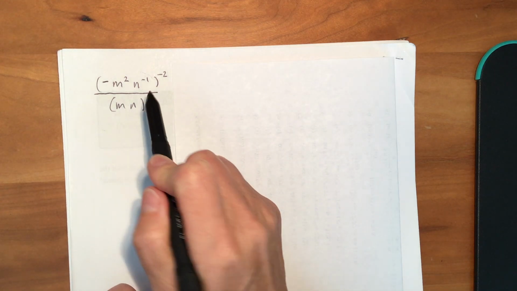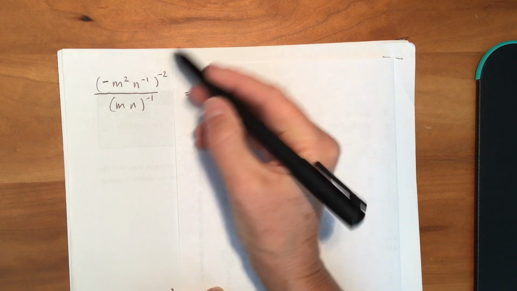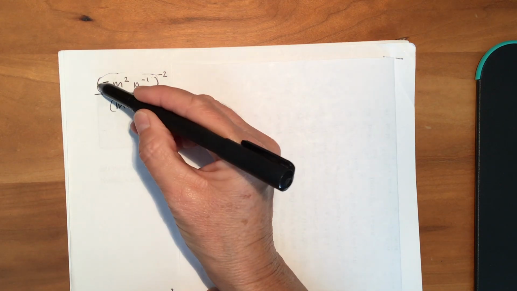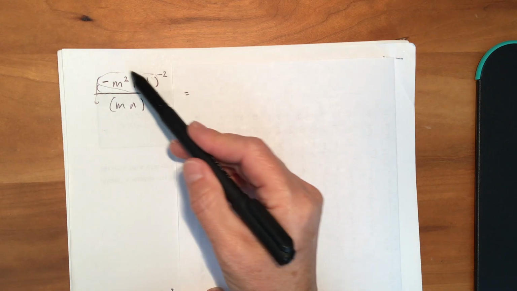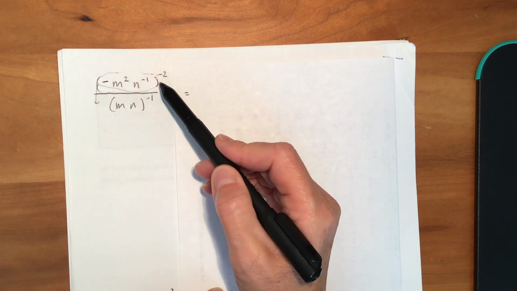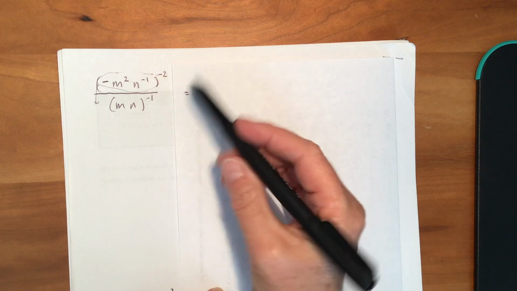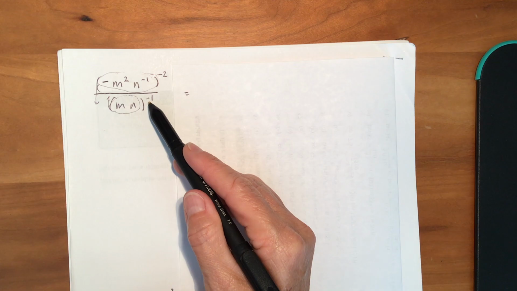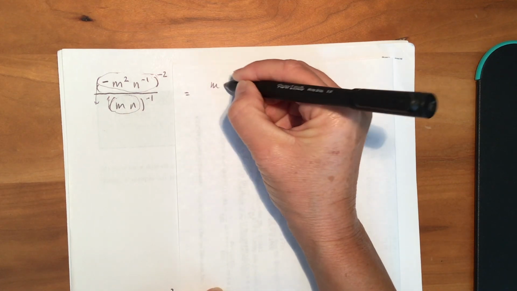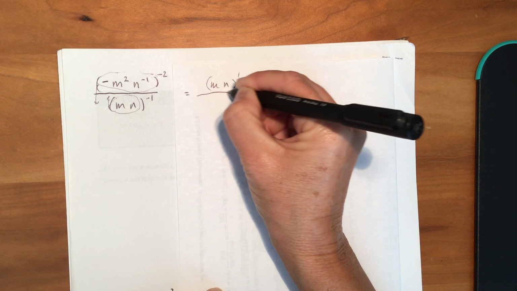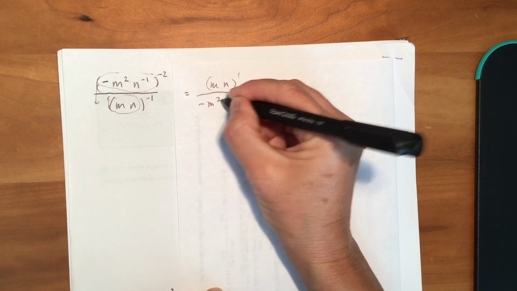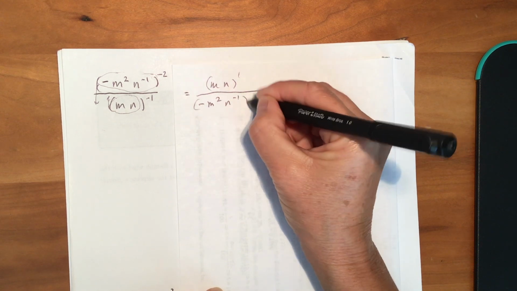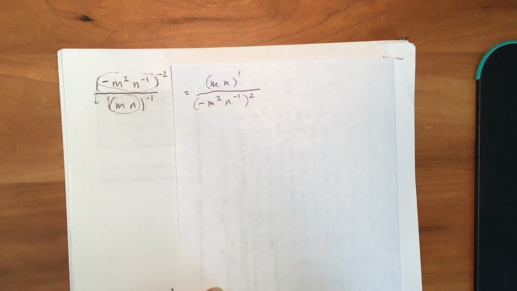All right, here we're going to do a couple of practice problems on the laws of exponents. So I want to simplify this right here. First thing I'm going to do is take this part here and put it down into the denominator, making that an exponent of a positive 2. And I'm going to take this part and move it up into the numerator and make it a positive 1 for the exponent. So I have mn to the positive 1 in the numerator and negative m squared n to the negative 1 to the positive 2 in the denominator.